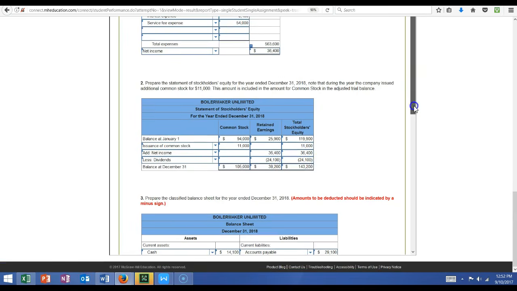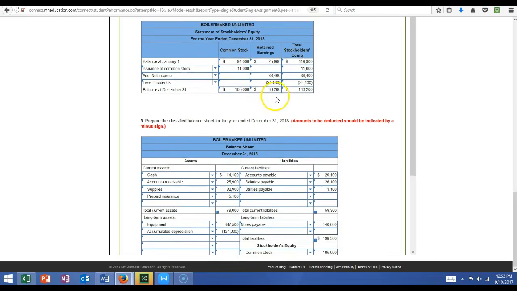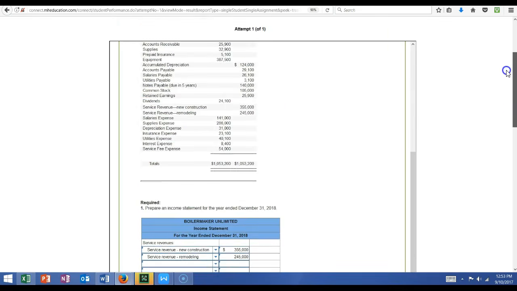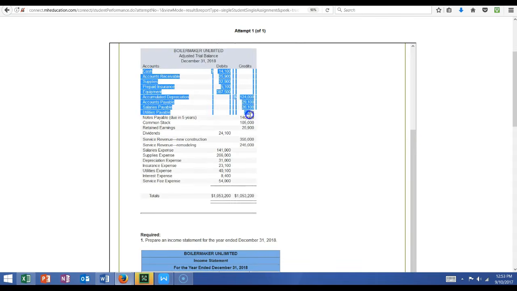Now to do our balance sheet, we are going to take 105, the 38,200, and that gives us our stockholders' equity. You see here 105 and the 38,200 and our ending balance of 143,200. We just pulled that from there. Okay? Now the rest of the balance sheet is going to come from this adjusted trial balance. All of this is going to be the same.